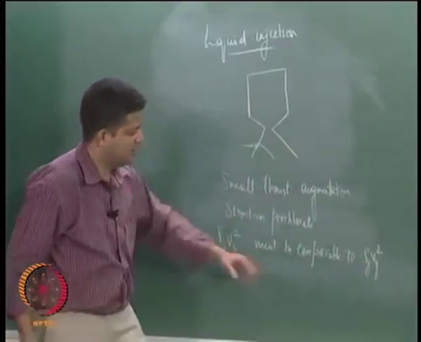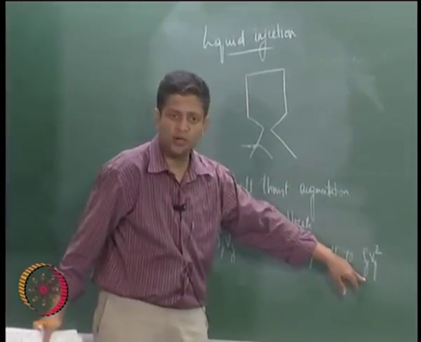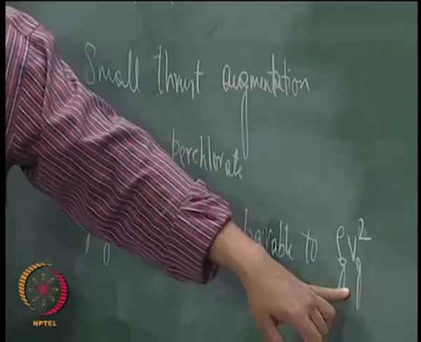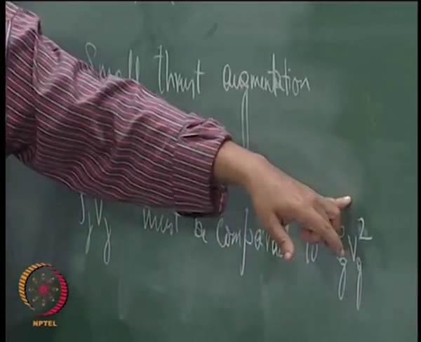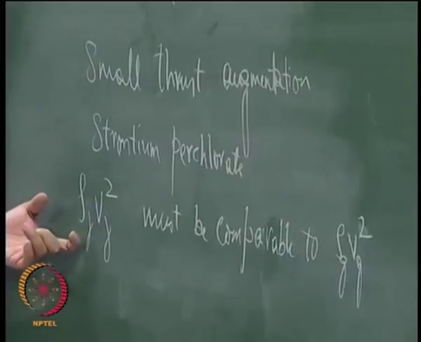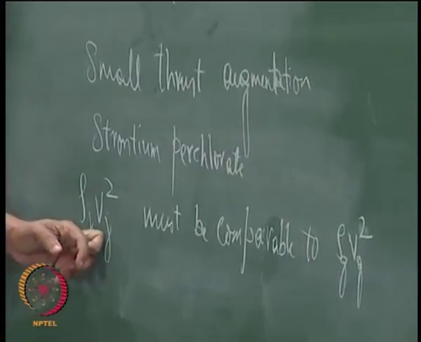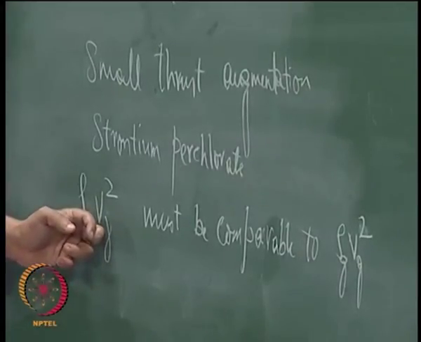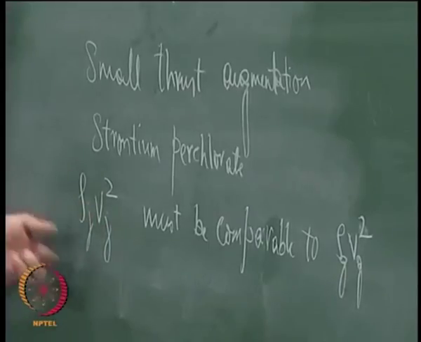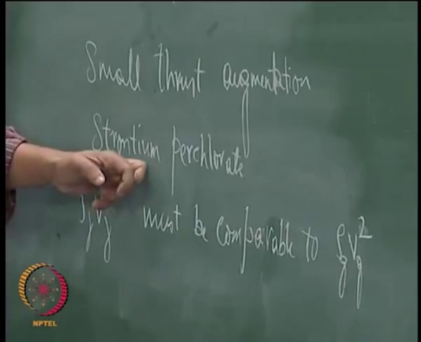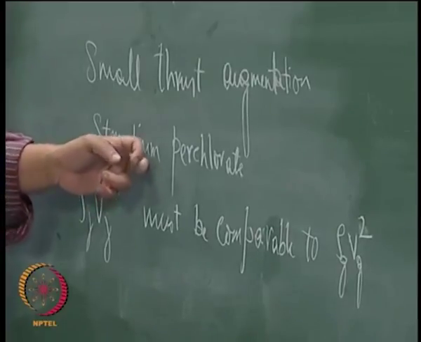Now if you notice here, the density of the gas is very small, but the velocities are very large, and that is squared, right. Whereas here the liquid velocities are not going to be so large, so you need to make it up with a higher density liquid, which is why this strontium perchlorate is used.